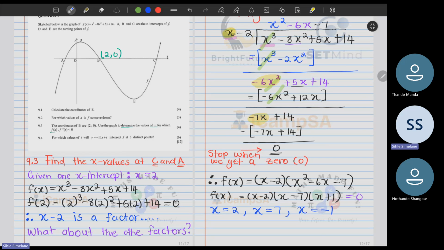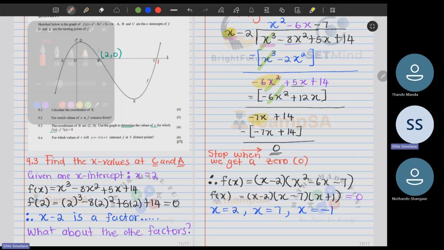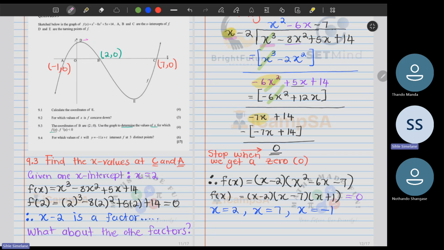So now that we have all these x values, we can go and plug them in. So we know that at C, that is where we're going to have the 7 and 0. And at A, that is where we're going to have the negative 1 and 0. Then at D, remember guys, the x there at D, we found it to be 1 over 3, while the x here at E, we found it to be 5, right?